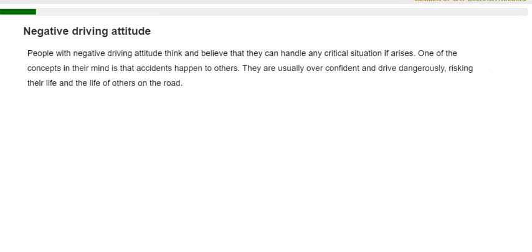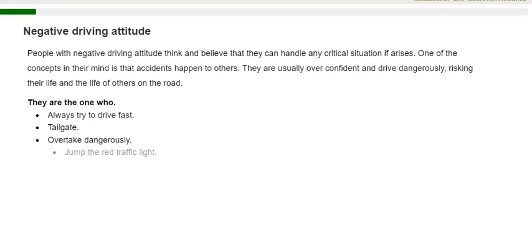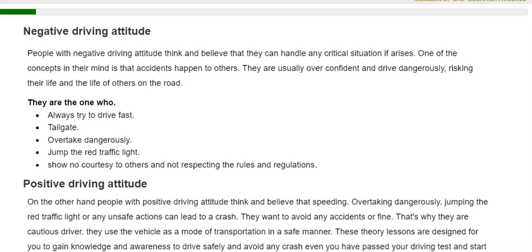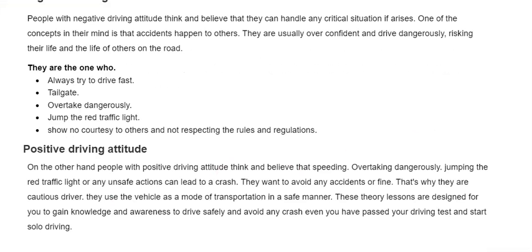So now let's talk about negative driving attitude. Usually people with negative driving attitude think and believe that they can handle any critical situation if arise. One of the concepts in their mind is that accident happens to others, and they are usually overconfident and drive dangerously, risking their life as well as others' life on the road. They always try to drive fast, tailgate, overtake dangerously, jump the traffic red lights, or show no courtesies to others and not respect the rules and regulations.